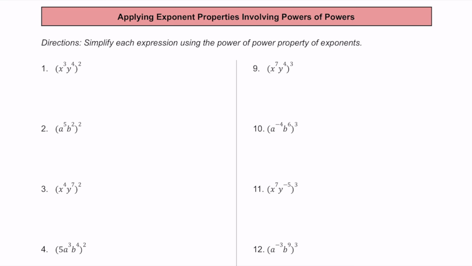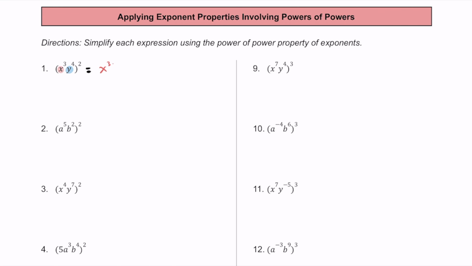For number one, we have the quantity of x cubed times y to the fourth power, and the whole thing is going to be squared. Right away, you do want to notice that we have two bases here. We have x and y as our two bases. So when we go ahead and write this, the little 2 on the outside means that we're going to have this x to the third power. This is going to be raised to the second power.